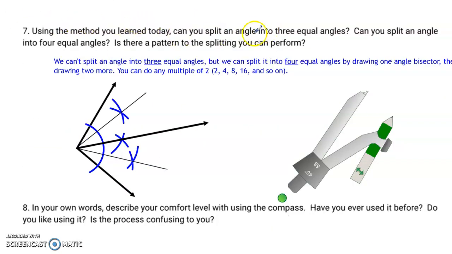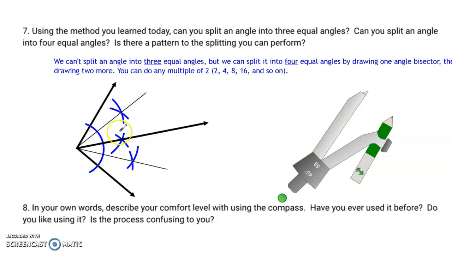For question 7, you can split an angle into 2 equal angles, but you can't split an angle into 3 equal angles because once you cut it in half, you can't suddenly take that and turn it into 3 equal pieces. You can cut an angle into 4 equal angles. You see it right here. I bisected this angle and then bisected each of the remaining angles.